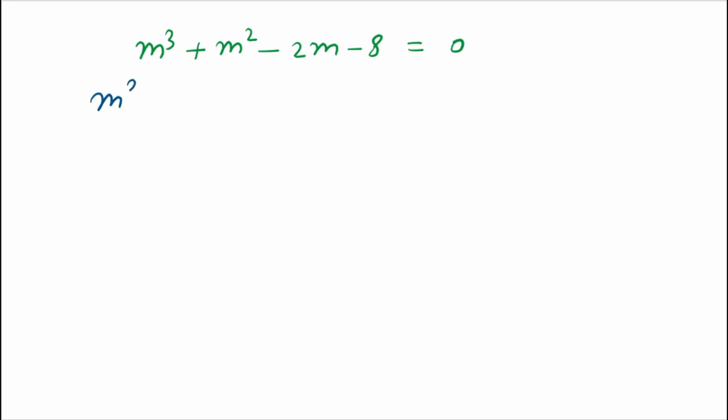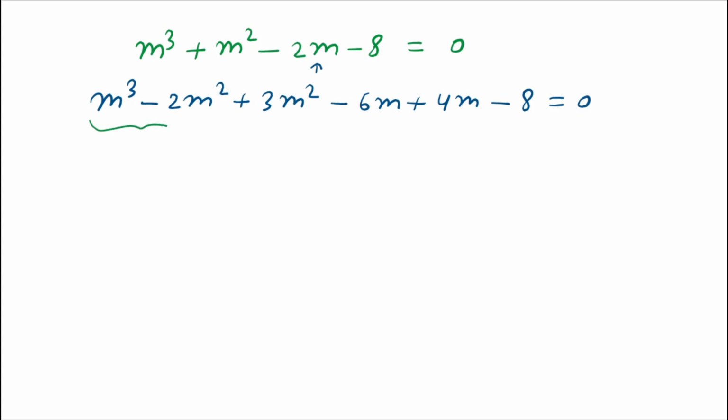m cube, plus m square is the same as minus 2 m square plus 3 m square, and minus 2m is minus 6m plus 4m, and here minus 8, and this is equal to 0. Now look carefully at the first two terms, then the next two terms, and then the last two terms.